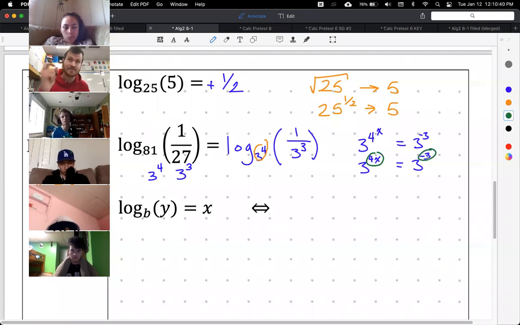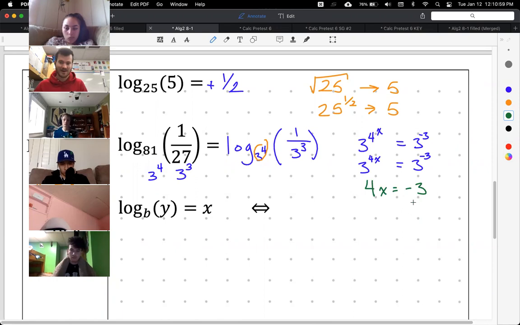These powers must be equal to each other in order for both of these sides to be equal. What that means is 4x must be equal to negative 3. Essentially, we have boiled down the problem into like the first month of Algebra 1. Now solve. Divide both sides by 4, and you get x is equal to negative 3/4.